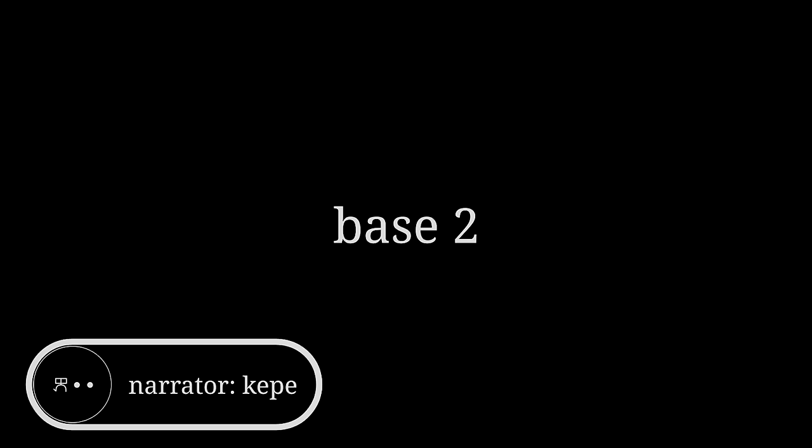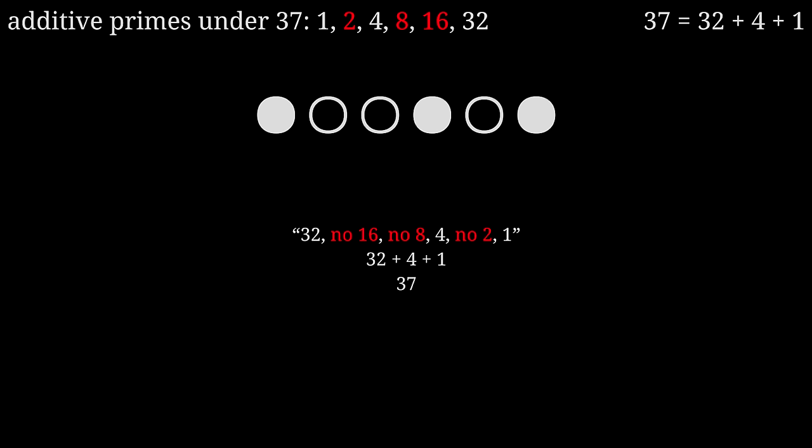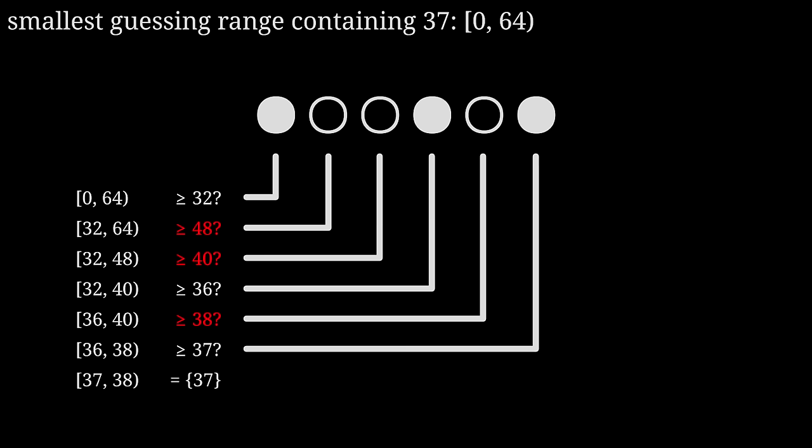Binary, or base 2, is an extreme case. It's the smallest possible positional system, using only two symbols, say black and white dots, to represent all the natural numbers. It's also a decomposition of numbers into additive primes, powers of 2, playing a similar role for addition as ordinary primes for multiplication. And it's also a maximally efficient game of 20 questions, singling out a number's position on the number line by halving the possible range with each bit.